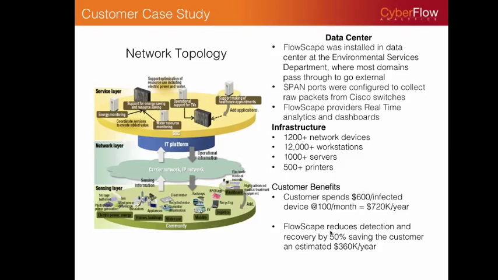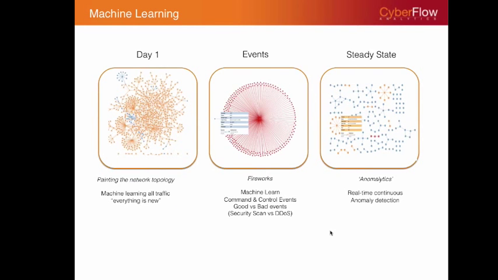This is a customer that we currently have. This is a data center with 1,200 network devices, 12,000 workstations, 1,000 servers, and 500 printers, quite a bit of activity going on in this network. This customer spends about $600 a month, I think, on infected devices. And Flowscape was able to reduce detection and recovery time by 50%, saving an estimated $260,000 a year. So great benefit to them right out the door.